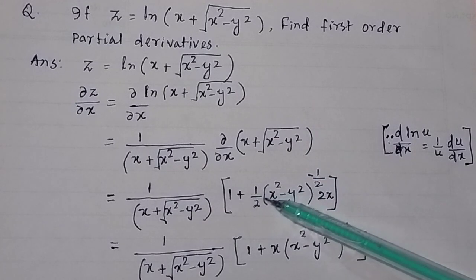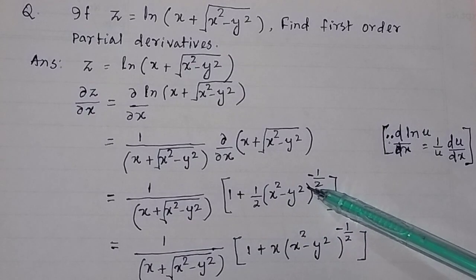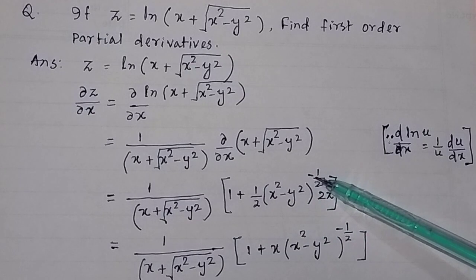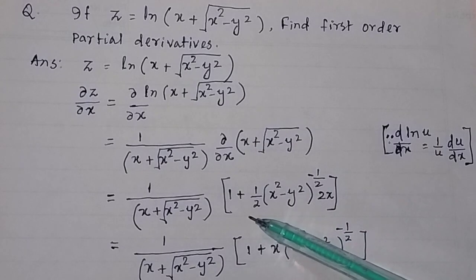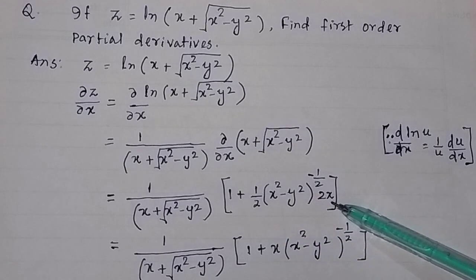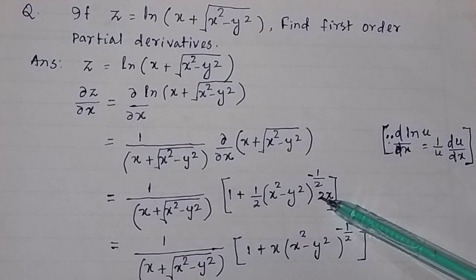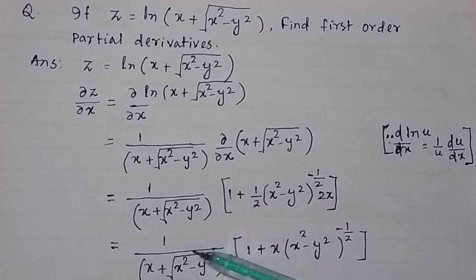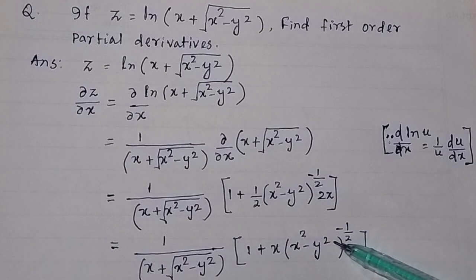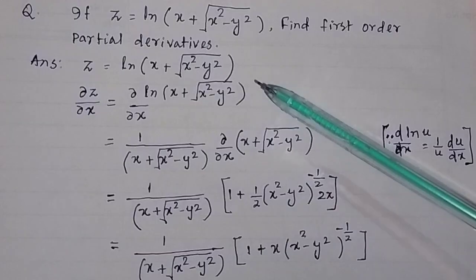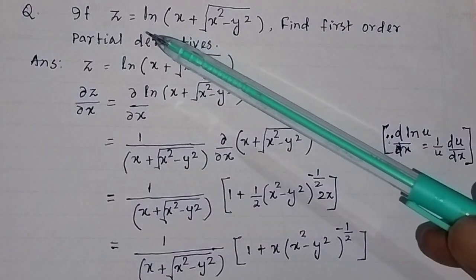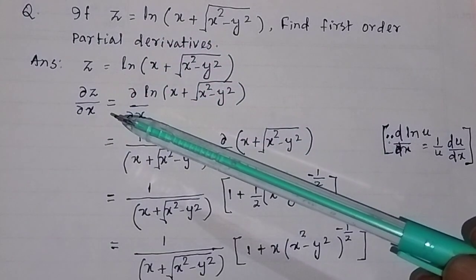So you have 1 plus half x square minus y square to the power minus half into 2x. So if you rearrange the terms, here you cancel 2 with 2, then you have 1 divided by x plus square root of x square minus y square, times 1 plus x into x square minus y square to the power minus half. So this is the first order partial derivative of the function z with respect to x.